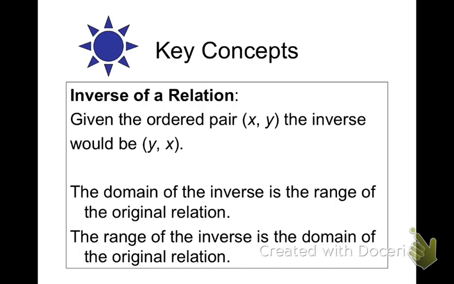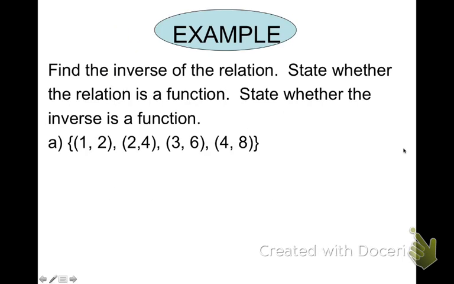All right, so let's practice creating an inverse. We're going to start with a really easy one. It's going to be a set of ordered pairs. And what do you think we're going to do to make the inverse? You got it. Is everybody ready? All right, so example 1. Here is our relation: the set of (1, 2), (2, 4), (3, 6), (4, 8).